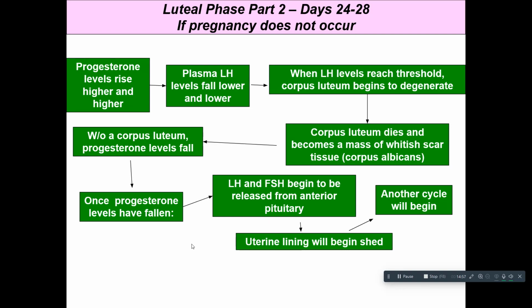Once progesterone levels have fallen, then LH and FSH are going to start to be released from the pituitary again. The uterine lining is going to be shed, and a whole other cycle is going to begin. And uterine lining shedding, of course, is menstruation.